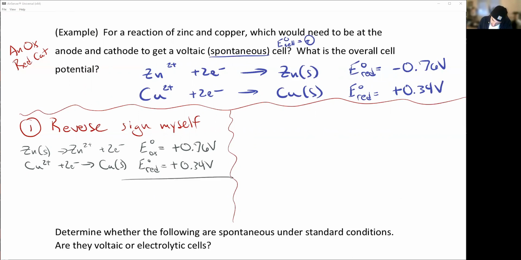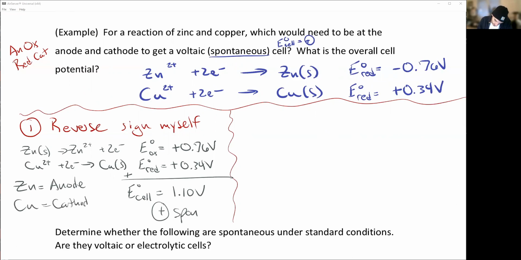So when I add those 2 together, this is my E cell. The total of oxidation and reduction together gives me 1.10 volts. It's positive, so it is spontaneous. Well, what's at the anode? What's at the cathode? Oxidation, zinc, is occurring at the anode, and copper is occurring at the cathode. That's it. That's how we do it. That's reversing the sign myself. I look at the sign and say, all right, I'm going to reverse the sign myself.